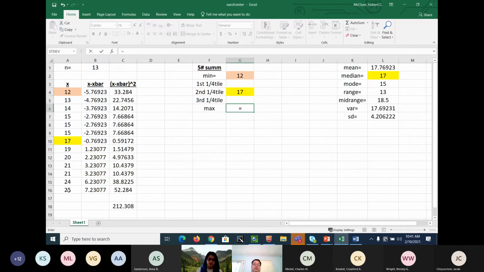The max is 25. I tell you what, y'all are just on the ball. I'm so proud of y'all. There you go. So 25, I'm going to highlight that.